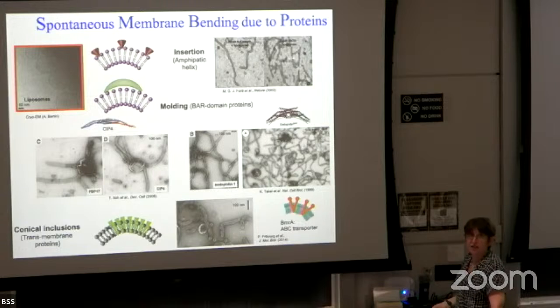That's true also, even though the proteins don't have shape, they sometimes have a structure. And if you have proteins which have a banana shape, as you can see here, these proteins.